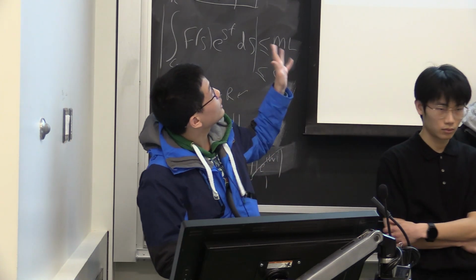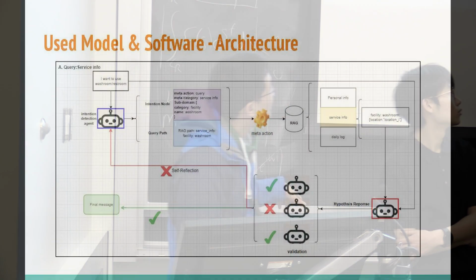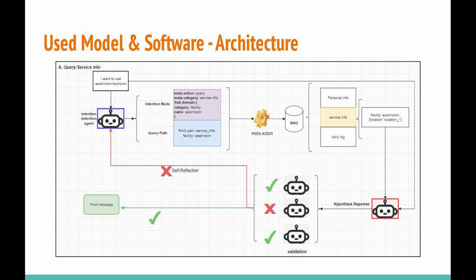Here is the software architecture for our system. As you can see, the user will first send a prompt to our system, and our intention node will analyze this prompt and give the corresponding location of the information in the RAG. The RAG will give this information to our natural language generation agent, and using the original user prompt and the retrieved information, it will generate a human-readable response, which will then be validated by our validation board.